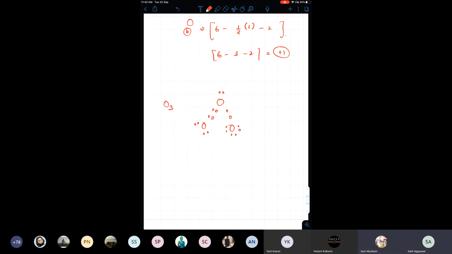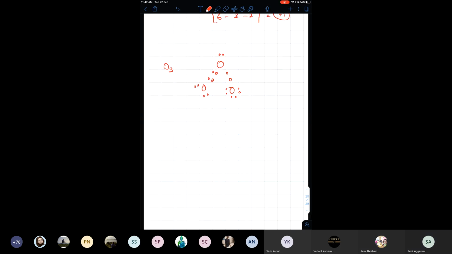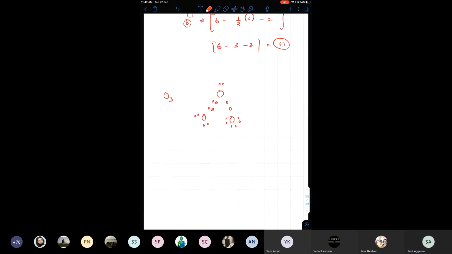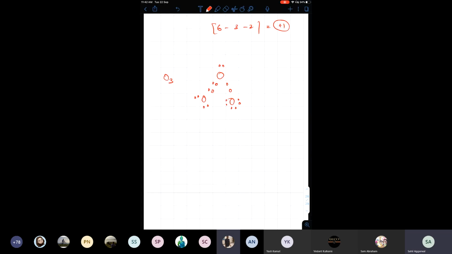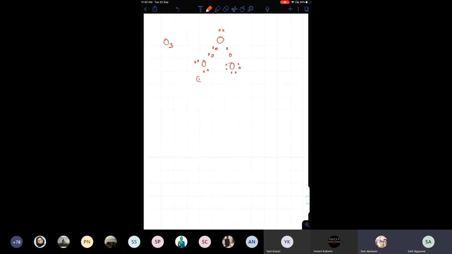The structure I made for ozone, is the screen frozen? I don't think so. So it is not frozen. Okay, then calculate the formal charge. Calculate the formal charge on all the 3 oxygens.